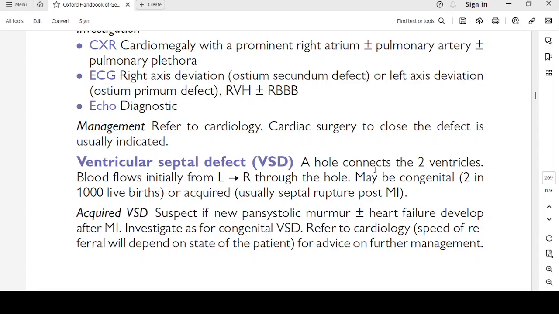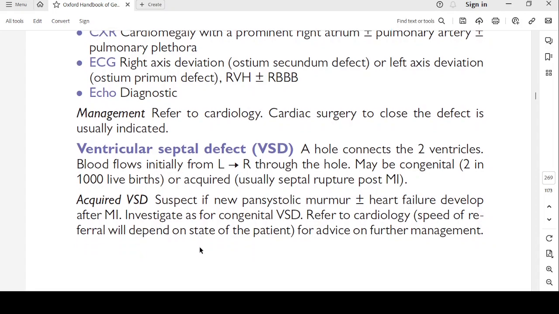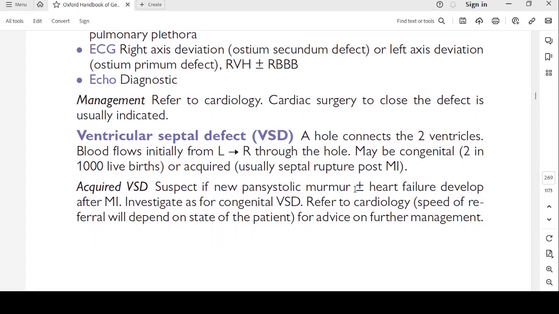Ventricular septal defect. A hole connects both the ventricles. Blood flow is initially from left to right through the hole. It may be congenital, 2 in 1000 live births, or acquired, usually septal rupture post MI. Acquired VSD: suspect if a new pansystolic murmur plus or minus heart failure develops after an MI. Investigate as per congenital VSD. Refer to cardiology; the speed of referral will depend on the state of the patient, for advice on further management.